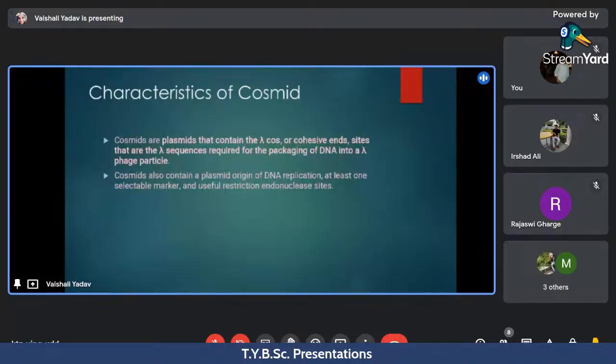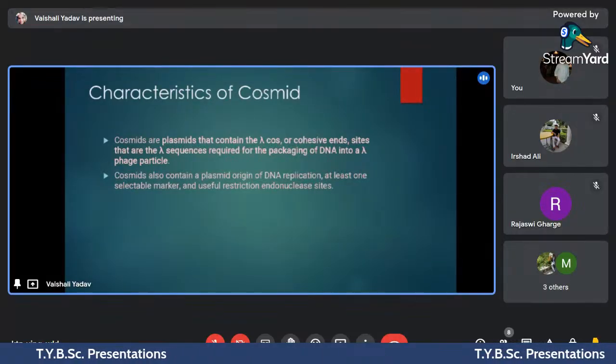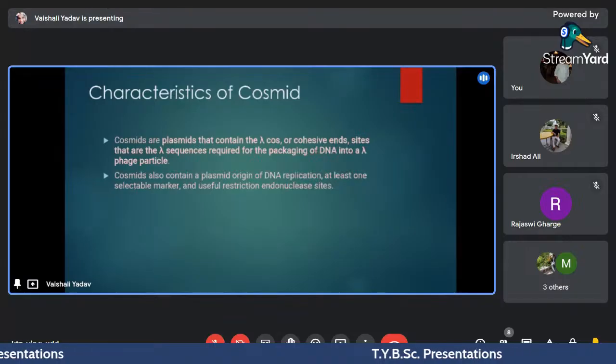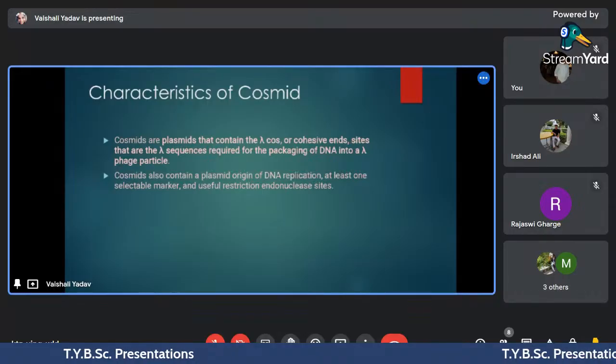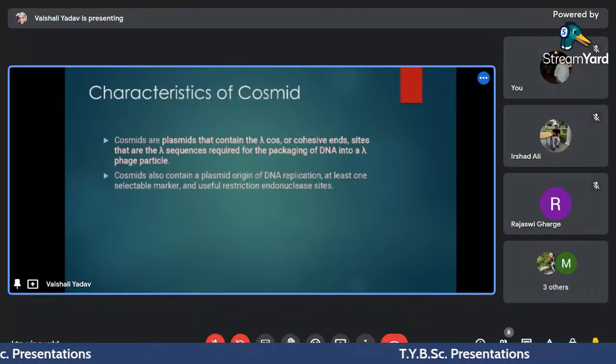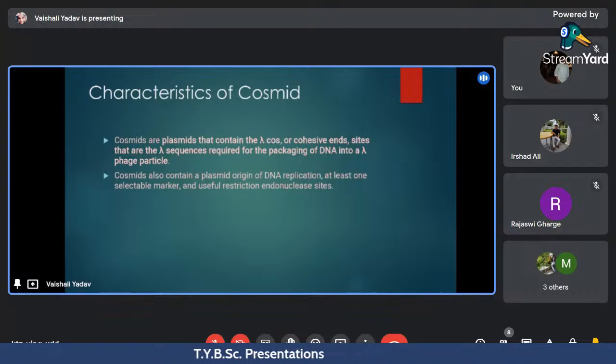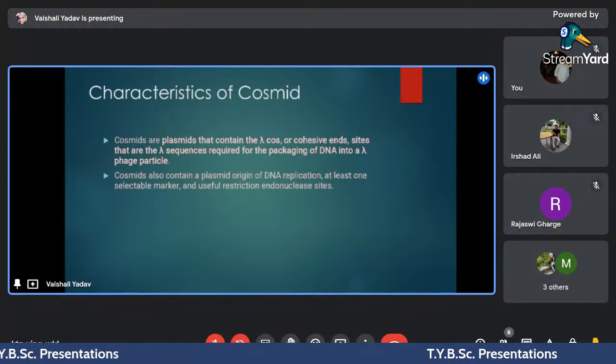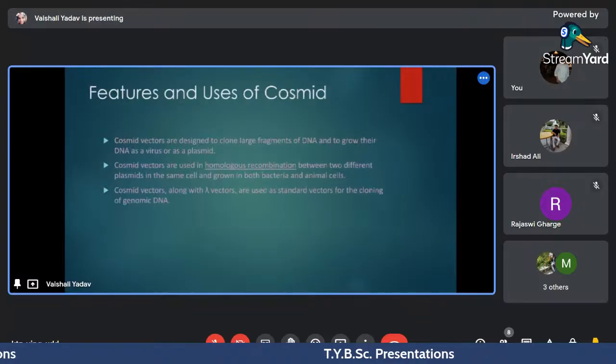And characteristics of cosmids: cosmids are plasmids that contain the lambda cos, or cohesive ends, site, which is the lambda sequence required for the packaging of DNA into lambda phage particles. Cosmids also contain a plasmid origin of DNA replication, at least one selectable marker, and useful restriction endonuclease sites.